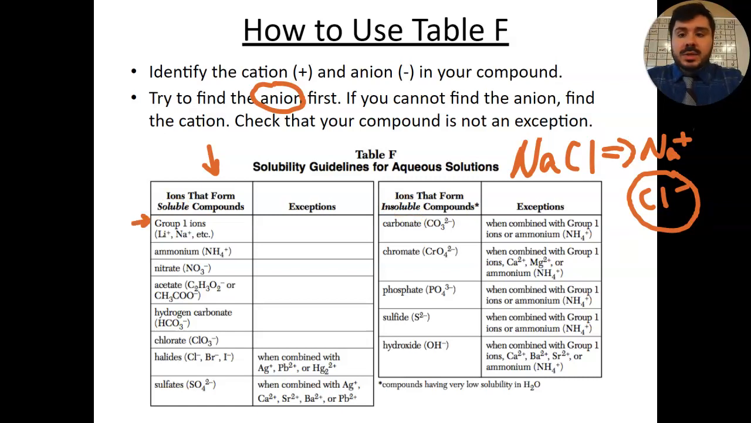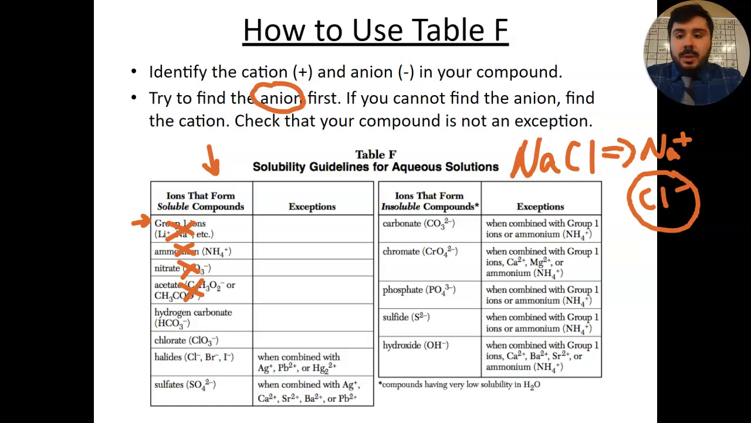Is our Cl- a group 1 ion, like lithium +1, like Na+1? No, it's not, so cross that off and move on. Next, is our Cl- ion aluminum? No, or ammonium, sorry, NH4+. Nope, definitely not ammonium, so we keep moving on. Is Cl- nitrate, NO3-? Nope. Is our Cl- the same as acetate, which is C2H3O2-? Nope. So keep moving on.